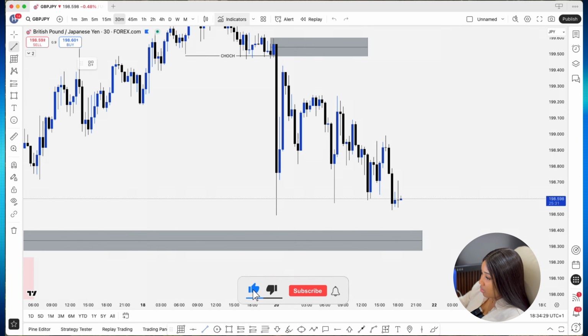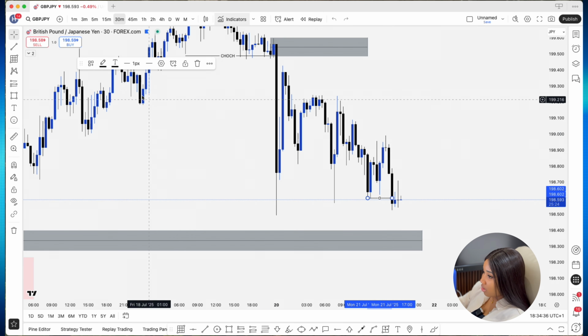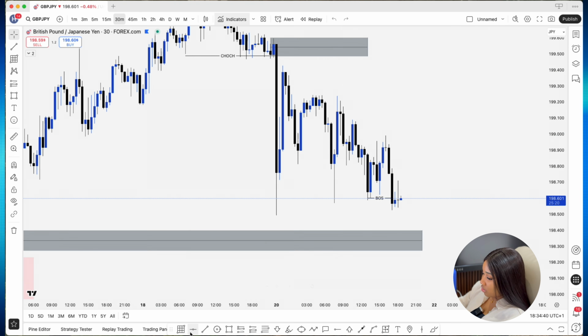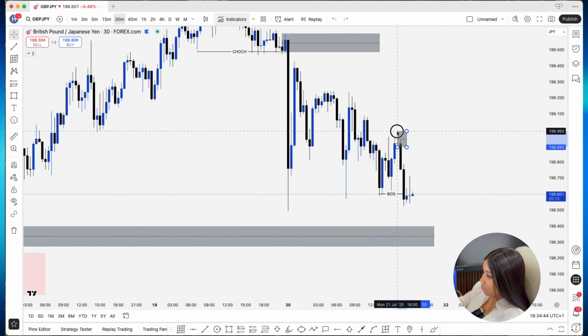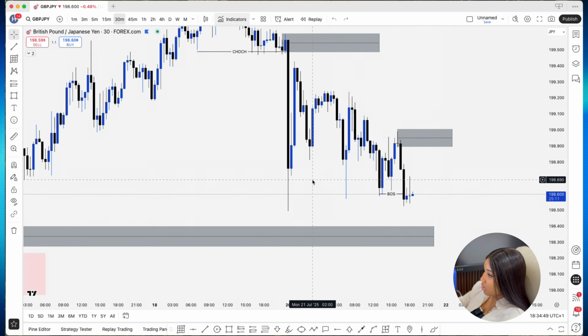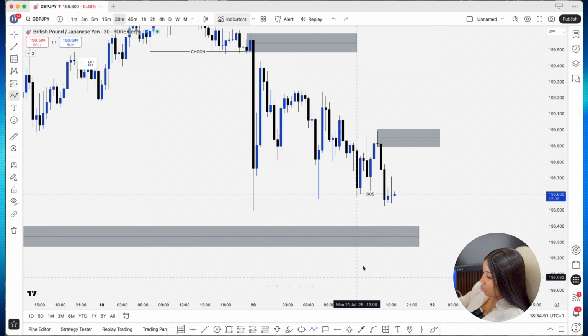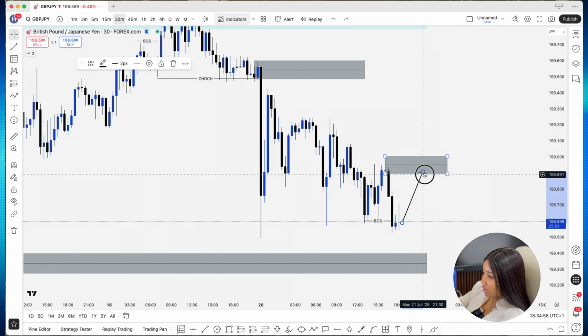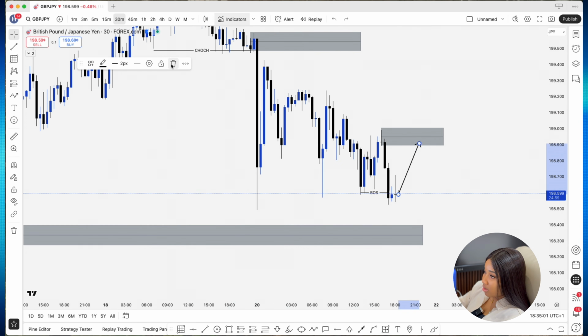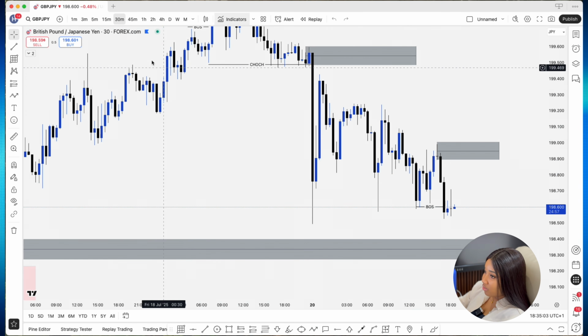Now, from the push down, I can see that we have this tiny break of structure here, and now we have a supply zone here. If we get a push up, that simply means a possible sell can happen from here. But then we'll have to go to 15 minutes.